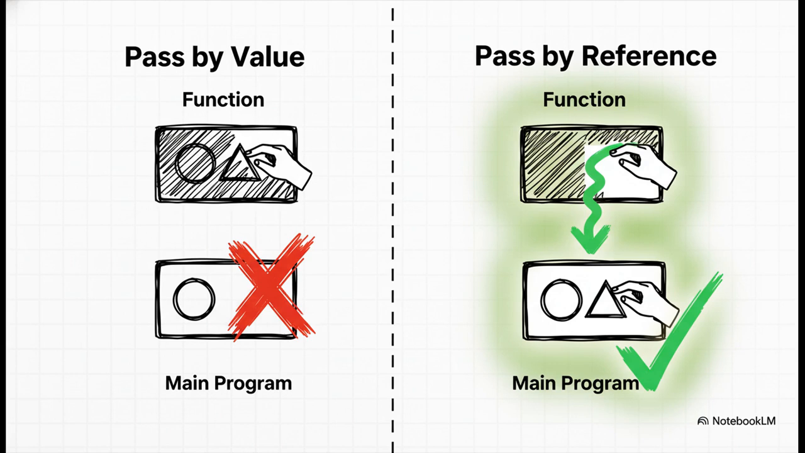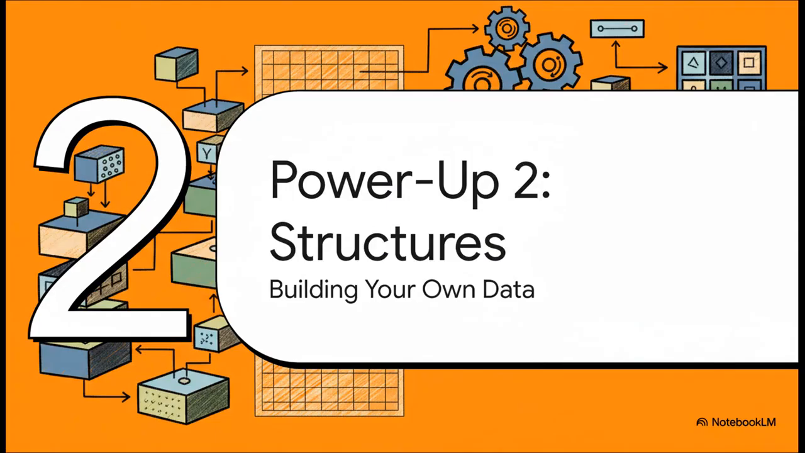They can now work directly on your original data, which makes your code way more efficient and a whole lot more powerful. All right, so now that we know how to find data with pointers, let's talk about how to build our own custom data. And that brings us to our second power-up: structures. If pointers are all about location, structures are all about creating your own custom-made data types from scratch.